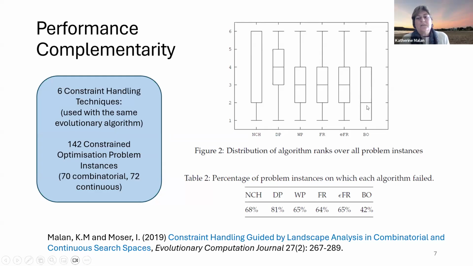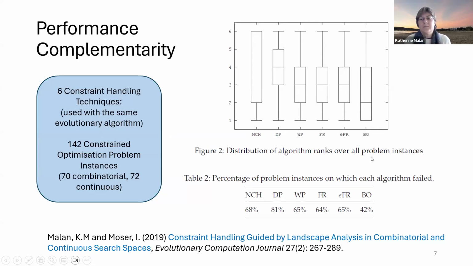On average, the bi-objective approach was the best. So it had the lowest rank, where 1 is the best. But they all were good in some instances. We also looked at this notion of failing, a constraint handling technique failing, and that's defined in the paper, what we meant by fail. But we found that no constraint handling and bi-objective failed in 42% of the cases. So in other words, even though it was a good performer, it was still failing on a whole lot, just less than half of the problem instances.